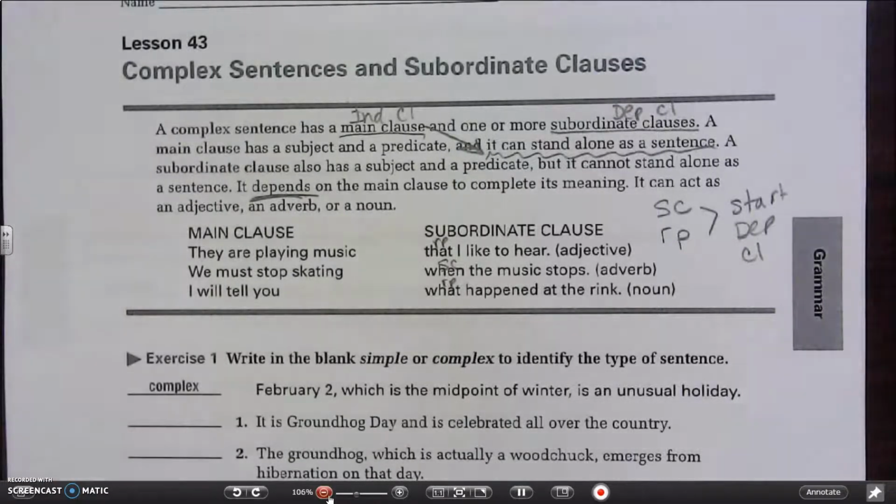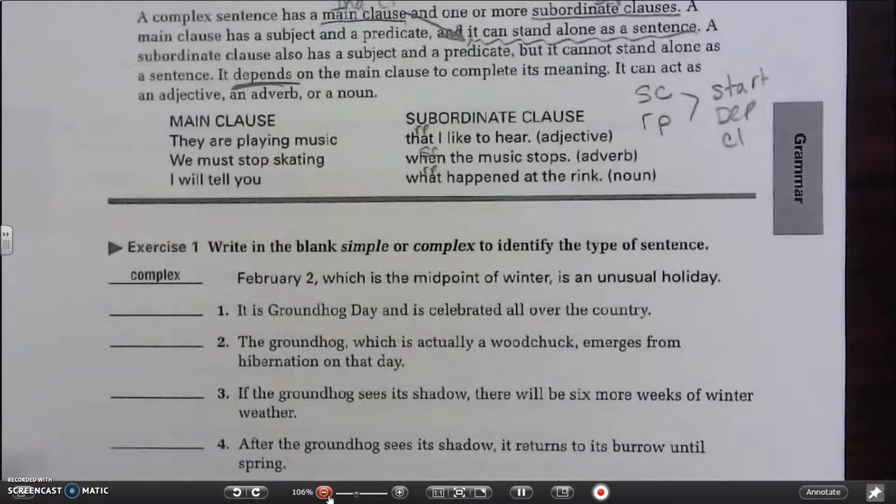All right, so today's assignment for exercise one is dealing with writing simple or complex on the line to identify the types of a sentence. So we're just figuring out if it's a complex sentence or simple sentence. So we're looking for verbs and clauses and subjects.